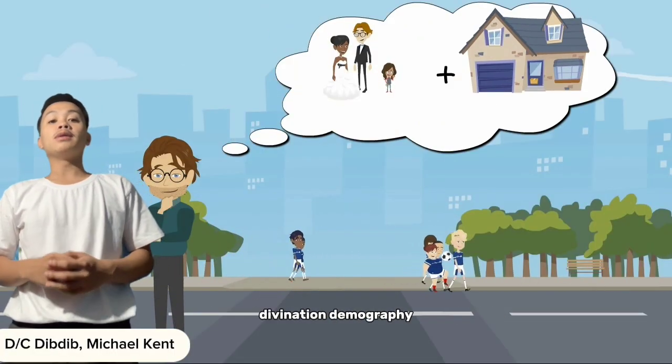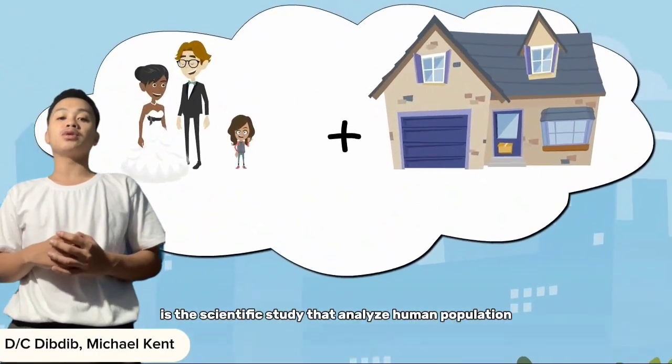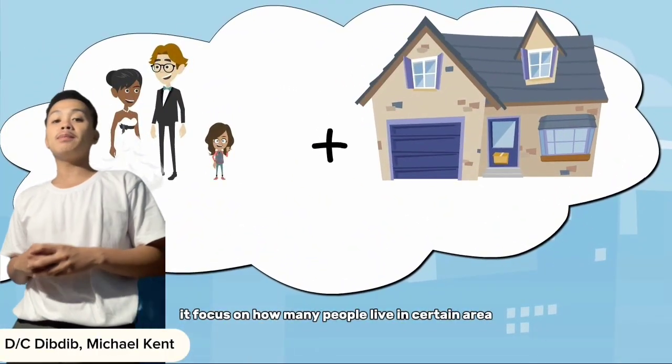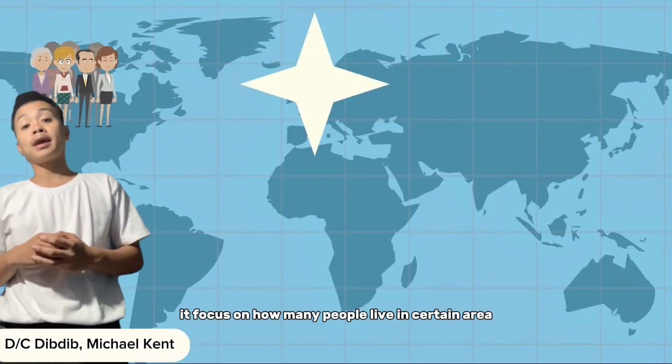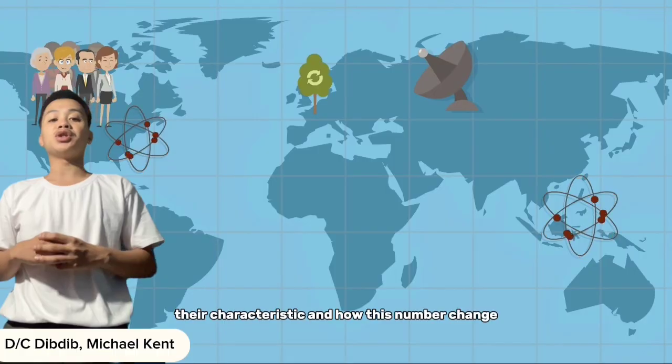Definition: demography is the scientific study that analyzes human population. It focuses on how many people live in a certain area, their characteristics, and how this number changes.